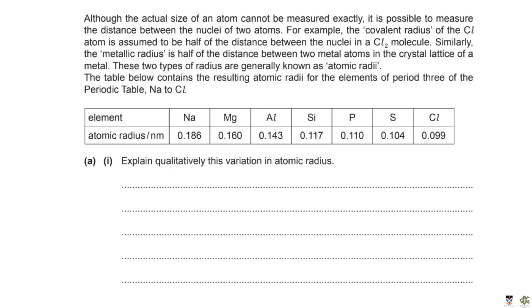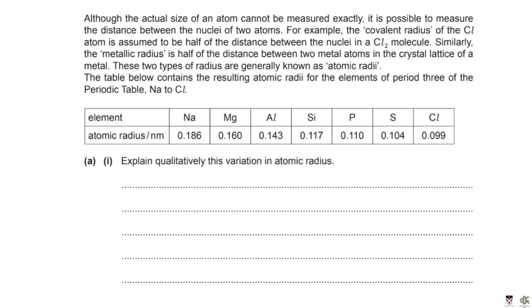There's a description here or an introduction as to how they measure atomic radius, but I'll go straight into the question. The table below contains the resulting atomic radii for the elements of period 3 of the periodic table, sodium to chlorine. Explain qualitatively this variation in atomic radius.